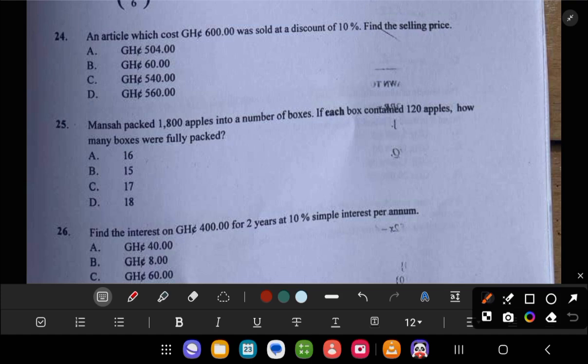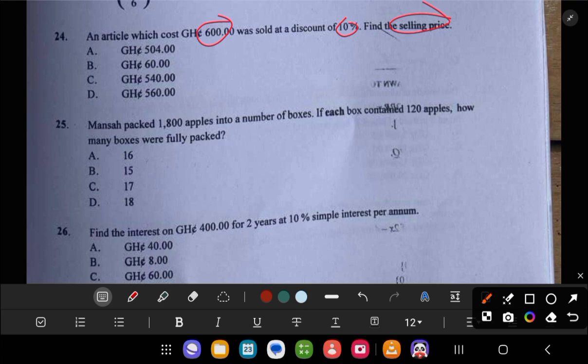Okay, so let's go through. An article which cost 600 cedis was sold at a discount. So this is the actual price of the item, which is the 100% price, and was sold at a discount of 10%. It means that 10% of the price was taken out. So it means that the item was actually sold at 90%.